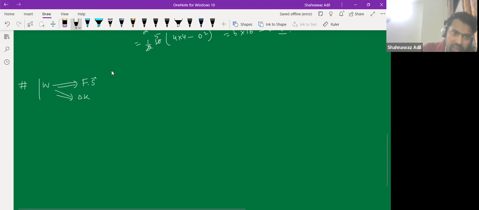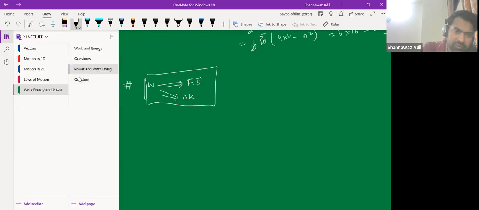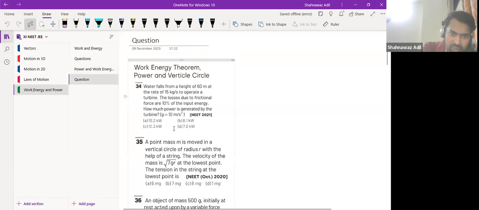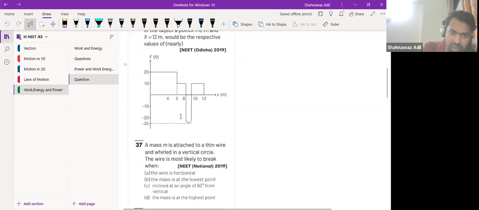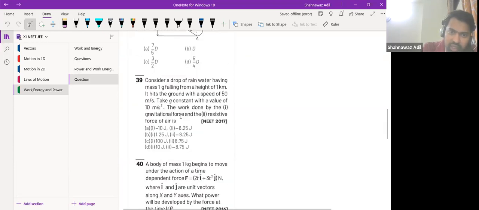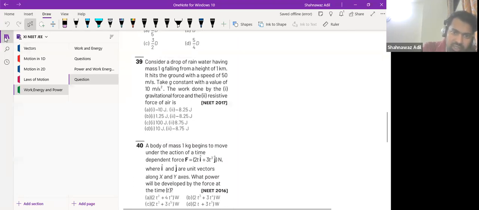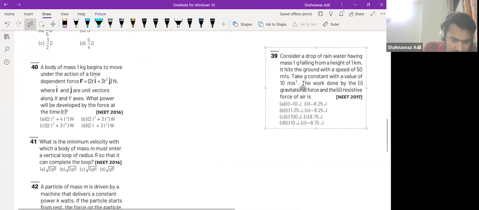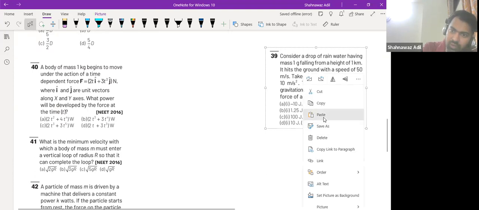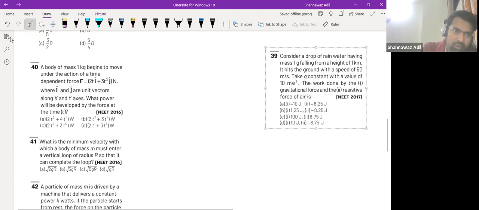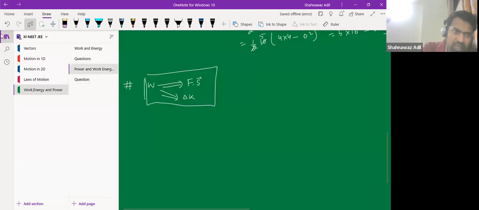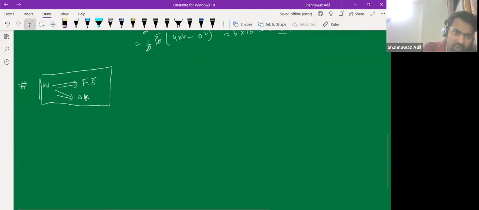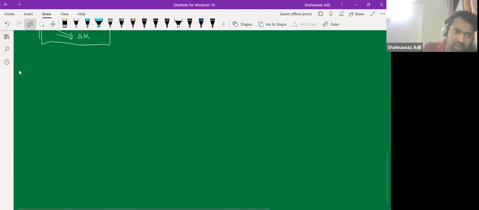Okay, and let us do some questions. This is vertical circle. This is graph. This is vertical circle. This one is different. So always remember that we can calculate the work done by force or change in kinetic energy. These are the only methods from which we can calculate the work.